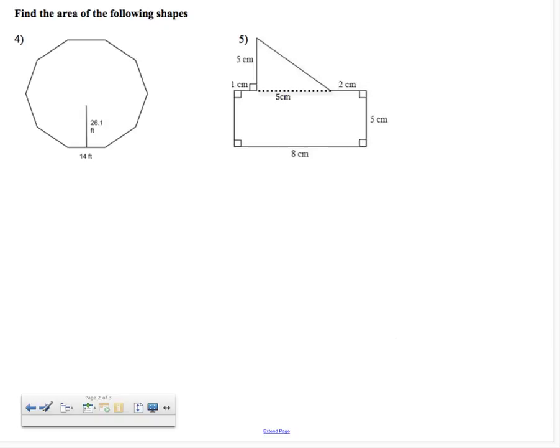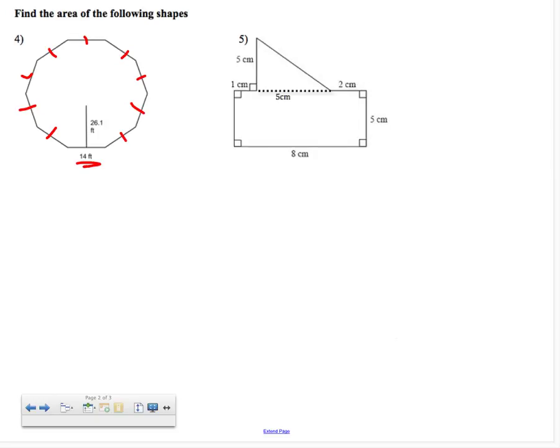There are some more advanced area questions. So the first one is about finding the area of a regular polygon. As we learn in class, a regular polygon is simply a polygon where all the sides are the same. So that means that if this side here is 14, every single side is also 14. So all those sides there are 14 as well.